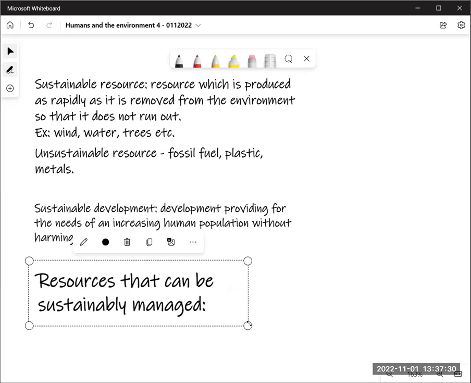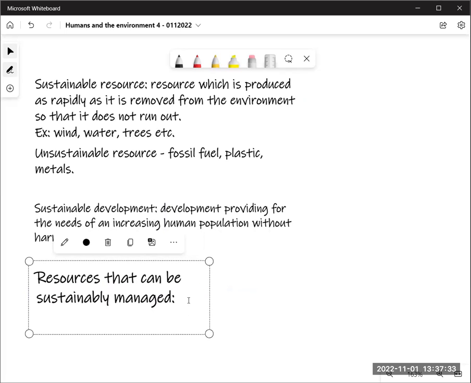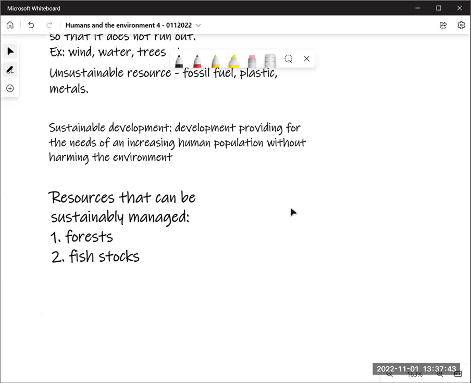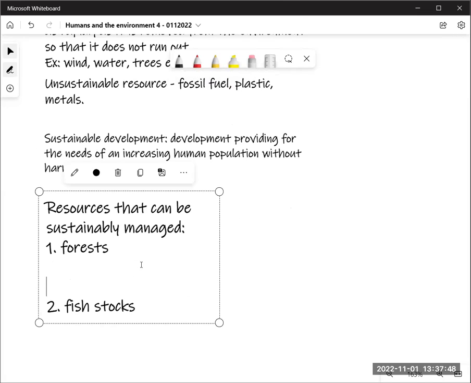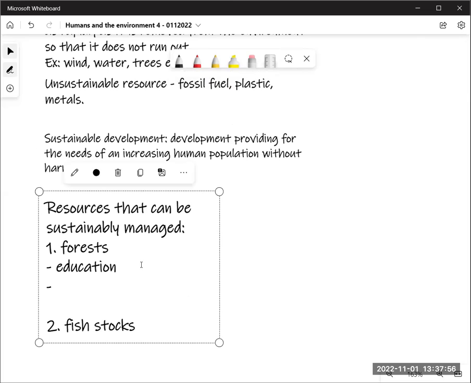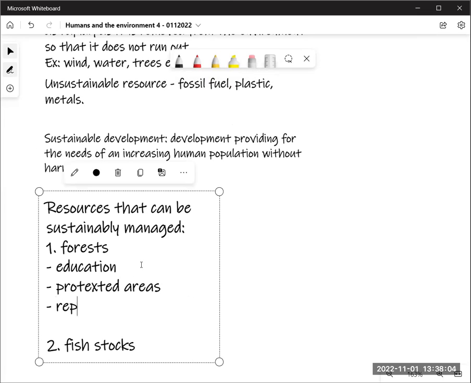Resources that can be sustainably managed. What are these resources? These resources are forests, and fish stocks. For forests, you need to write how you do all of this. The first one is education. You have protected areas, replanting, and quota.